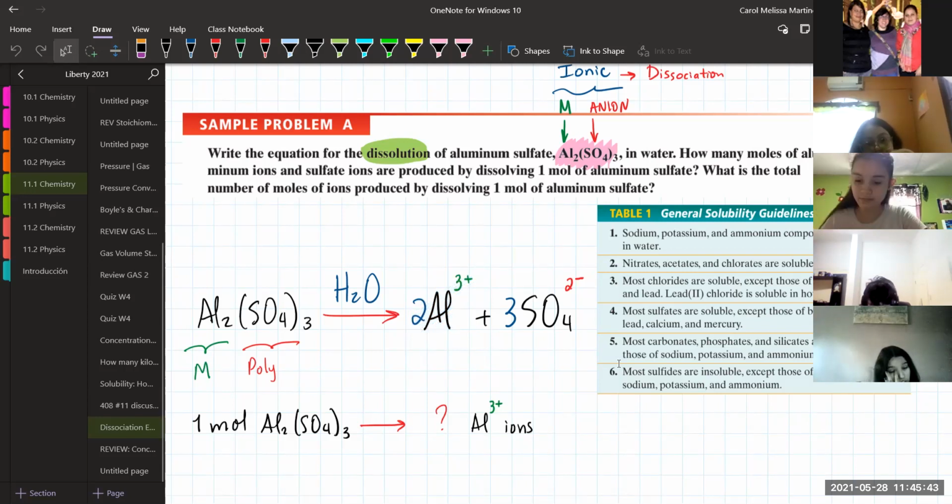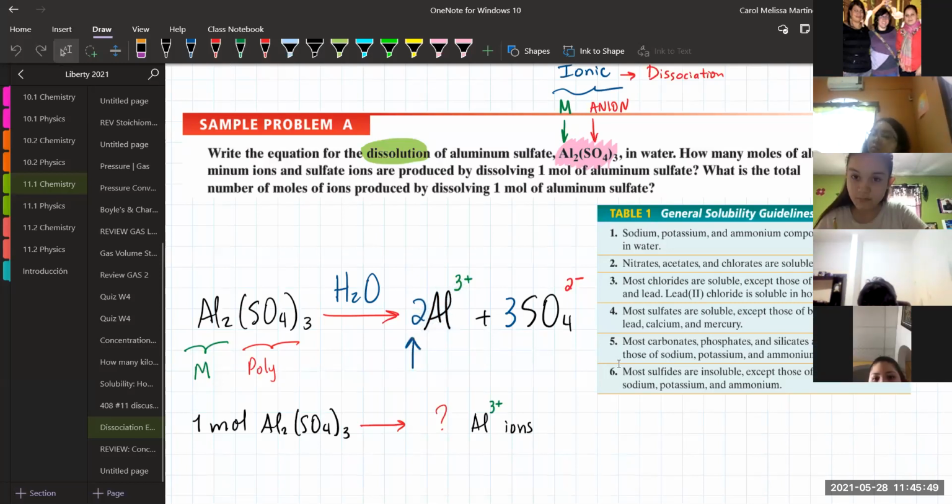Three. No. Two. Two. It is the coefficient, the one that we look at. We are just answering the question. The procedure is already done. Okay? But we need to answer the question. There are two aluminum ions produced, two moles of aluminum ions. So here you just write moles, instead of coefficients. You write two moles of aluminum ions. But also there are three moles of sulfate ions produced. And for sulfate, you need to write the charge, that is negative two.